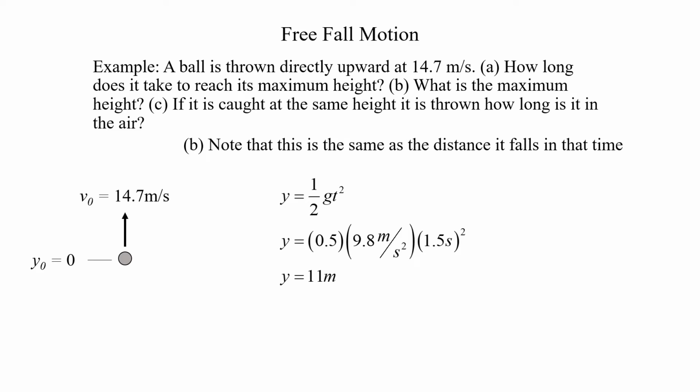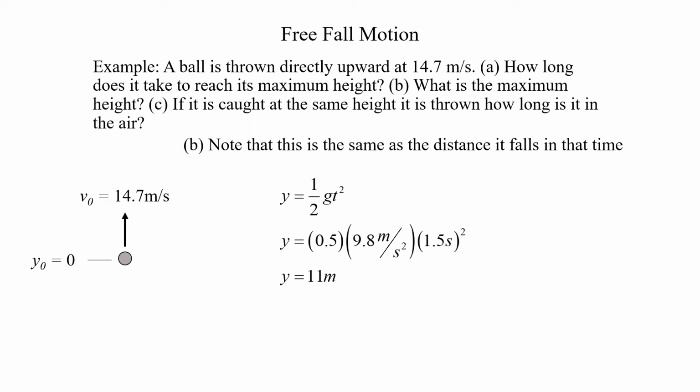Notice that this is the same as the distance it falls in the time it takes to reach the maximum height, since the ball slows down at the same rate as it speeds up on the way down. On the way up it's slowing down at the rate of 9.8 meters per second each second, and as it comes back down it speeds up at the same rate, 9.8 meters per second per second. Since those rates are the same, the time to go up is the same as the time to come back down.